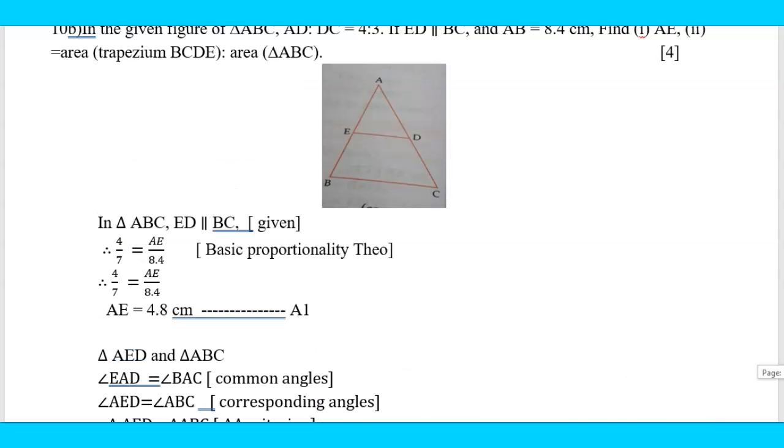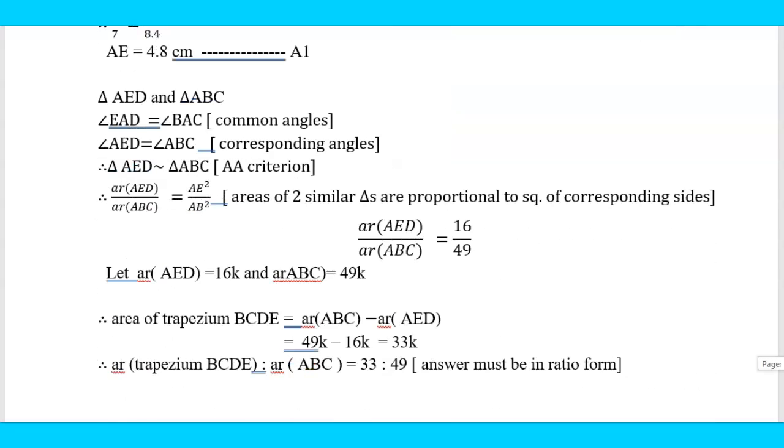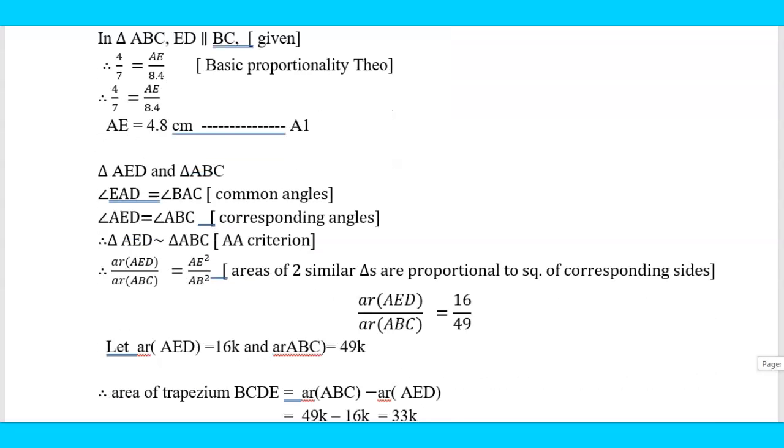So the area of this trapezium can be found by subtracting the area of AED from ABC. Here you cannot calculate the area directly, so you have to use the ratio. The area theorem of similarity must be used here, and you have to prove similarity first before using the area theorem.